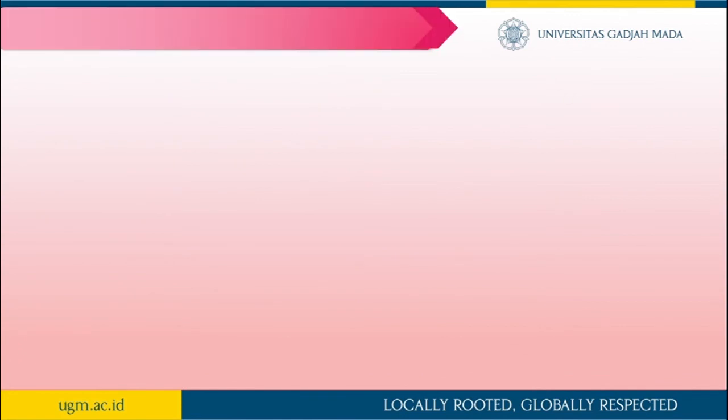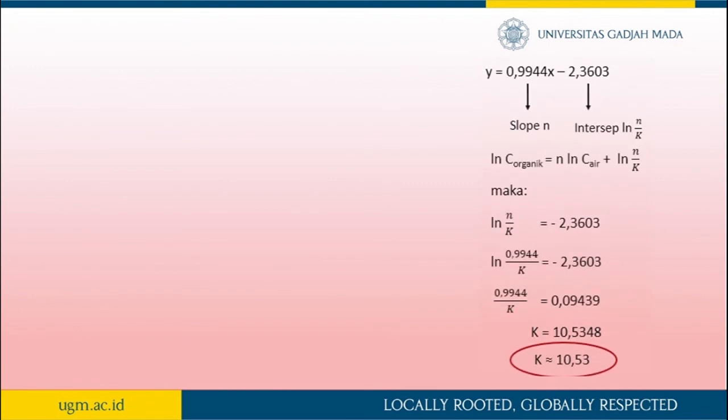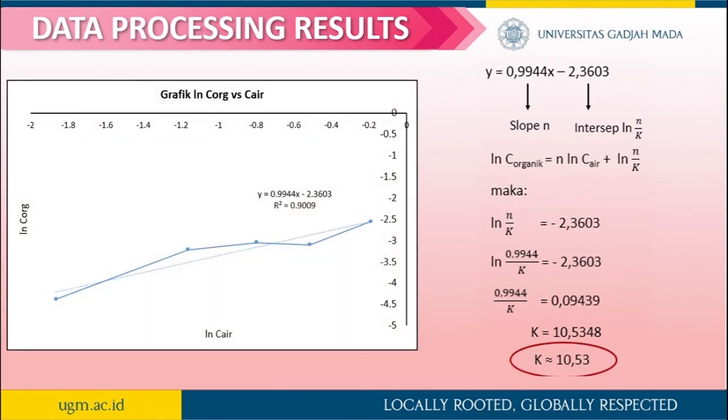This slide shows the data processing result. After you calculate all of the data, you get V average A, C initial, V average B, C water, C organic, ln C water, and ln C organic. And arriving at the further data processing result, it shows the graph of the data. By following the calculation in the slide, you will get the K value. I will explain it in detail during the online experiment.